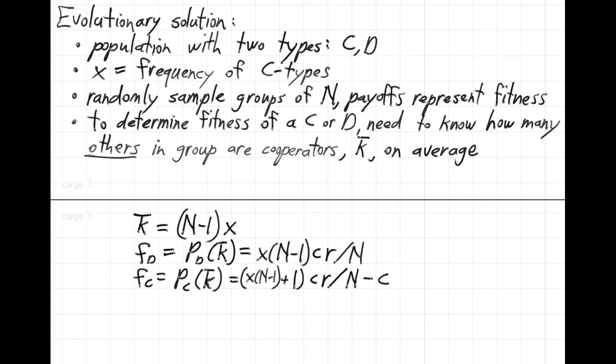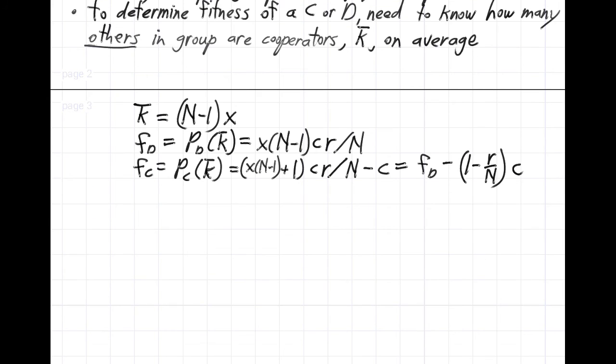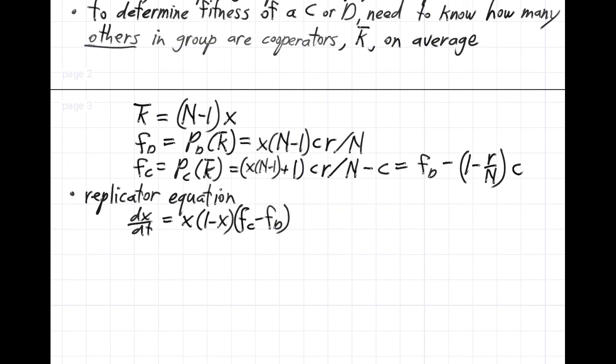Then we do the growth and the distribution, and remember that I also had to pay a cost C. And if we work through that, we'll see the same kind of thing as we saw for the economic case. That is that FC is equal to FD minus this term, 1 minus R over N times C. So that's all we need to write down the replicator equation. So dx/dt is equal to x times 1 minus x times FC minus FD. And FC minus FD is just the remainder, which is this term that we saw. So it's x times 1 minus x times this term, 1 minus R over N times C.